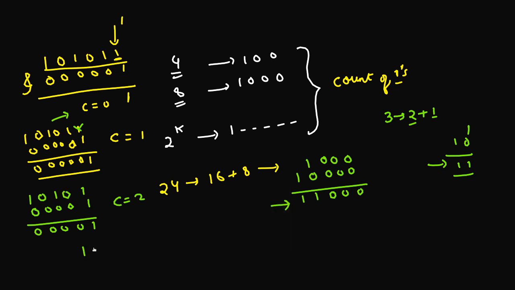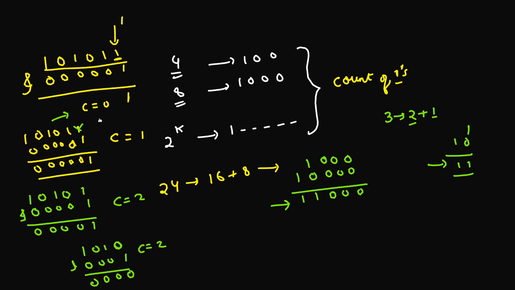Again, we right shift this number, and it becomes 1010. If I again take the AND with 1, this becomes 0, because all the other bits are 0, and since I'm having a 0 at this place, 0 and 1 is going to be 0. So I don't increment my count, so count remains 2 here, and you can keep doing this process.